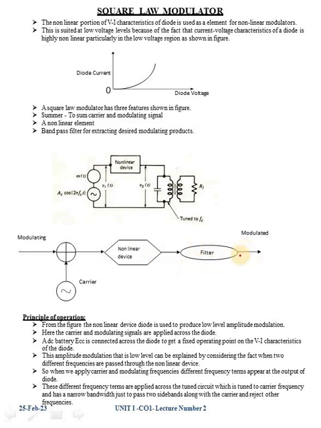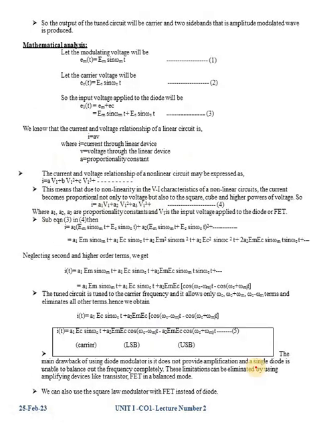This filter is a low pass filter. It only allows the required band of frequencies and cuts the remaining frequencies. So this is the operation of the square law modulator. The output of the tuned circuit will be the carrier and 2 sidebands, that is, an amplitude modulated waveform is produced.